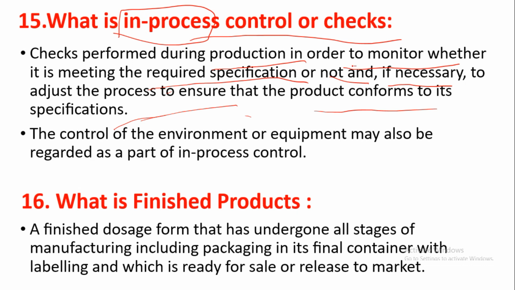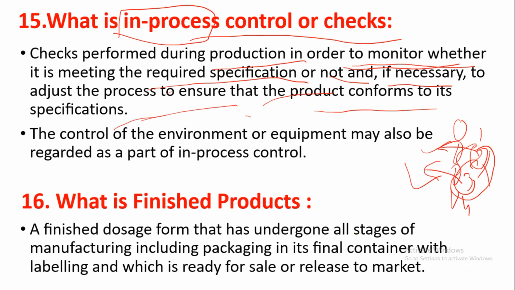Checks performed during production in order to monitor whether it is meeting the required specification or not, and if necessary, adjust. If we are checking in process, suppose there are 4 stages, 1 2 3 4, and we are checking at the 2nd and 3rd stages, we will come to know the problem there only, and if any changes are required at the 2nd or 3rd, we can do it right there, right? So this is the in process control checks and its advantage.